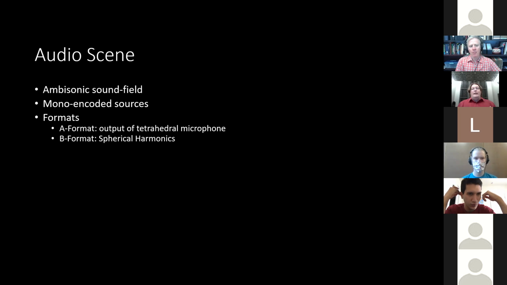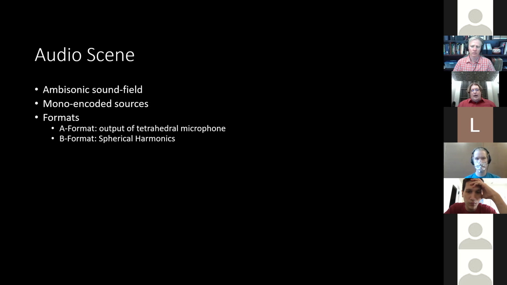And the B format represents your spherical harmonics domain. So usually when we're talking about ambisonics, we're talking about B format. Although there is some argument that B format should only apply to first order ambisonics and higher order ambisonics should be something else. Usually when people say B format, they just mean what we think of as actual ambisonics.